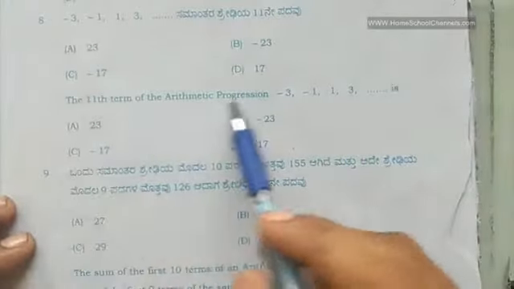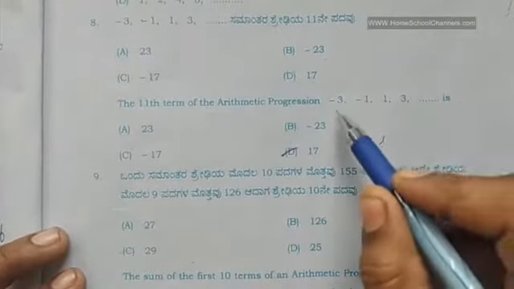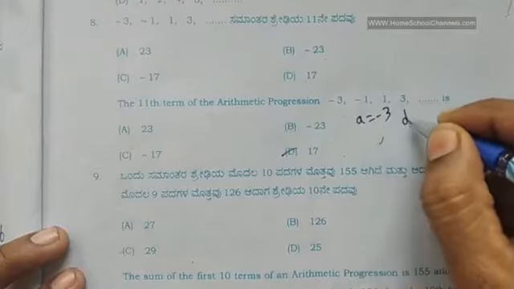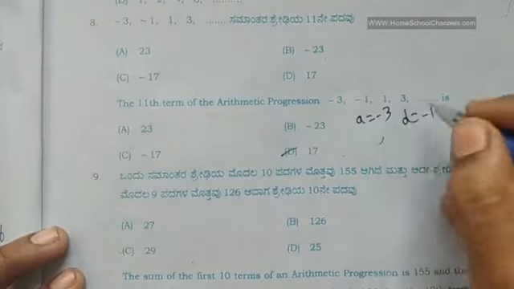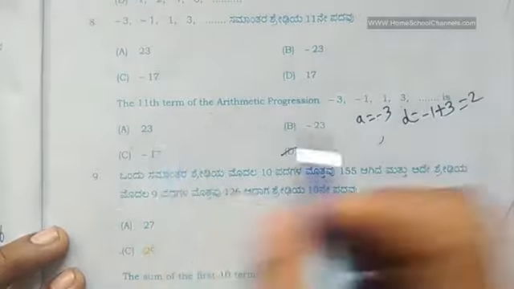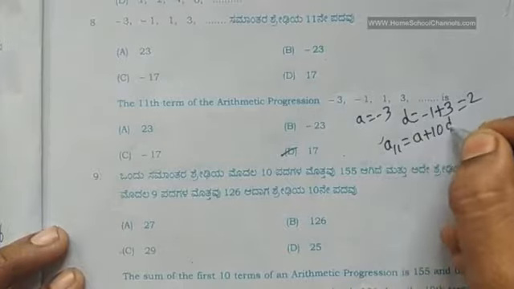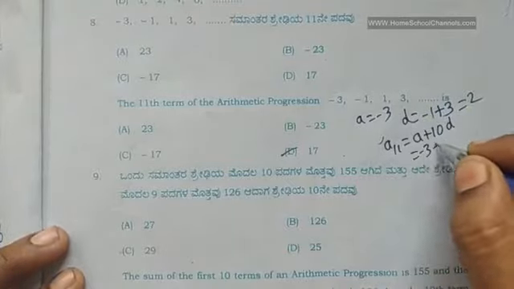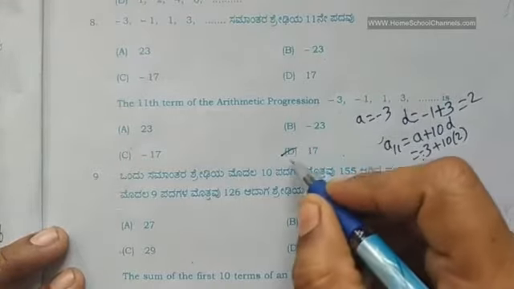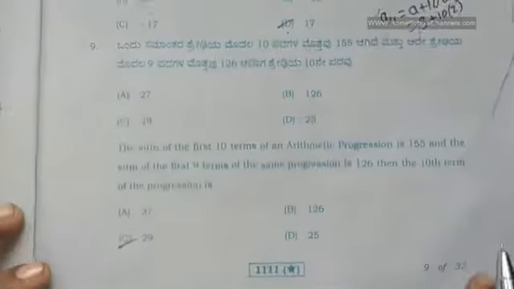Eighth one, the 11th term of an arithmetic progression. You know here, arithmetic progression given, a is equal to minus 3 and d is equal to minus 1, minus of minus 3 will be plus 3. 3 minus 1, 2. 11th term, general form, a plus 10d, minus 3 plus 10 into 2, that is 20. 20 minus 3, it will be 17. Option D, 17 is the right answer.